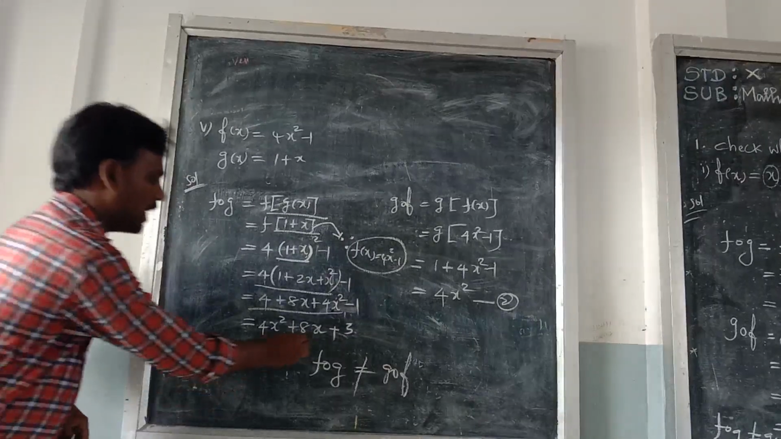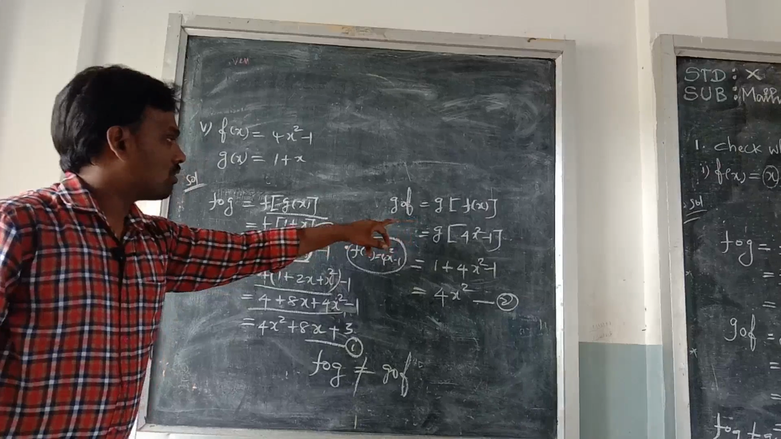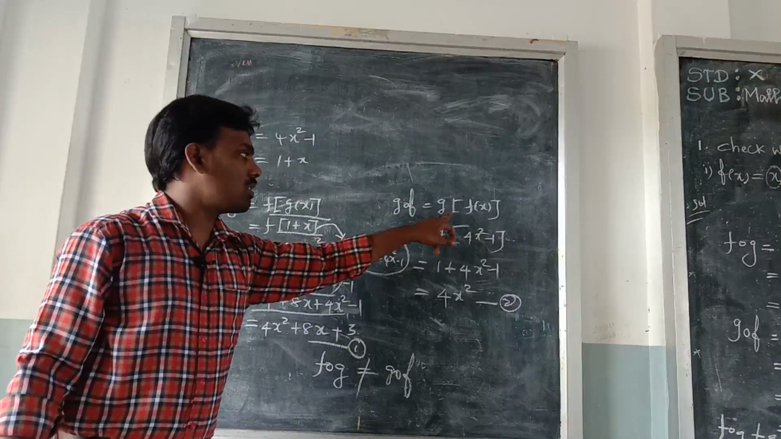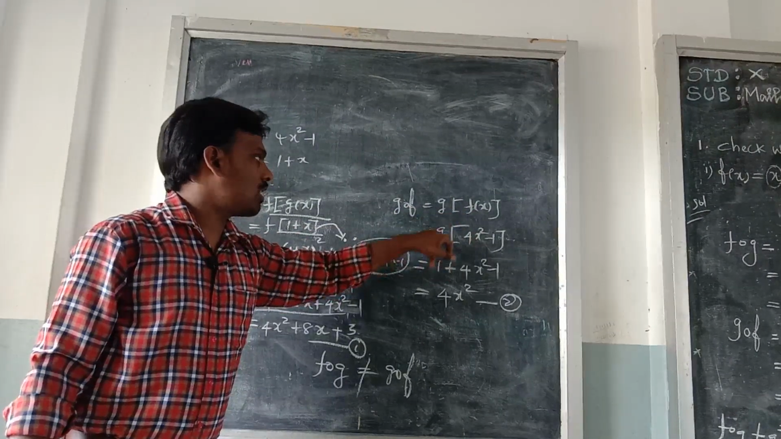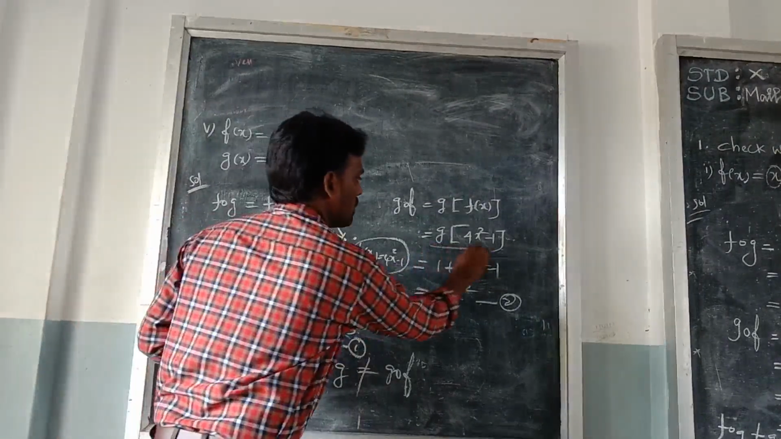So which one is equation 1? This is f of g. So second part g of f. So we know very well g of x can be written as g of f of x. So g is stable, f of x means what? 4x square minus 1. So which resemble g of x?